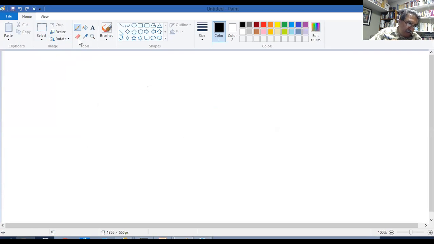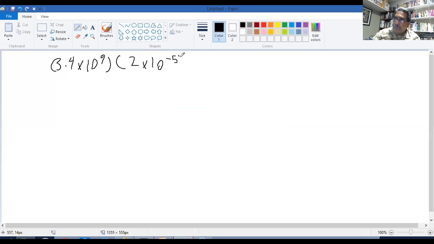Okay, we have example number 6 on page 287. We have 3.4 times 10 to the power of 9 times 2 times 10 to the power of minus 5. All right, so we do regrouping.